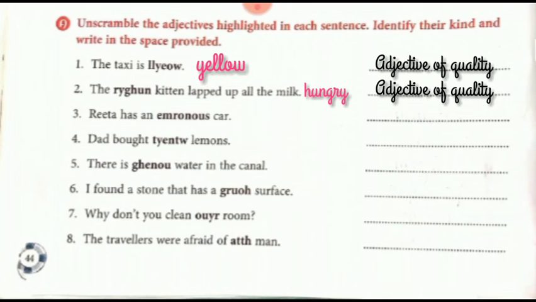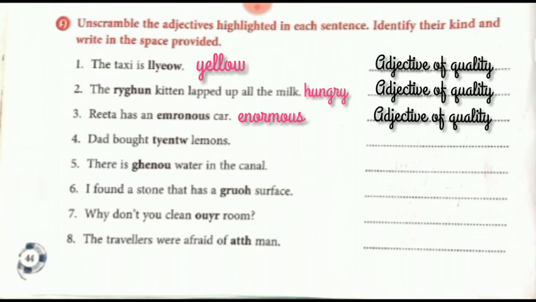Third one, Rita has an dash car. What word is that? Enormous car. What is the meaning of enormous? Big, heavy. Okay. Rita has an enormous car. So the word enormous explains the quality of the car. How is the car? The car is heavy and big. So the word enormous is an adjective of quality.